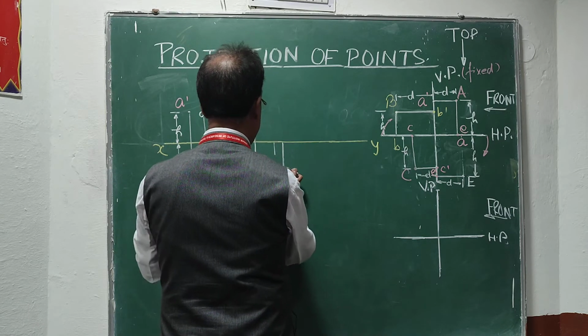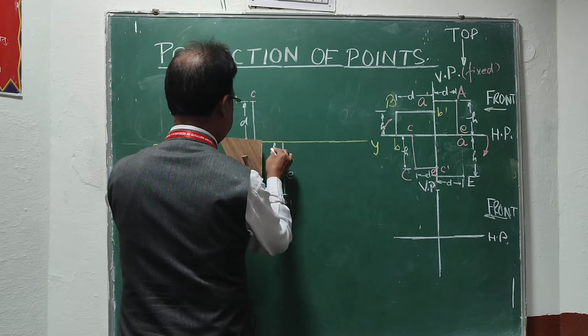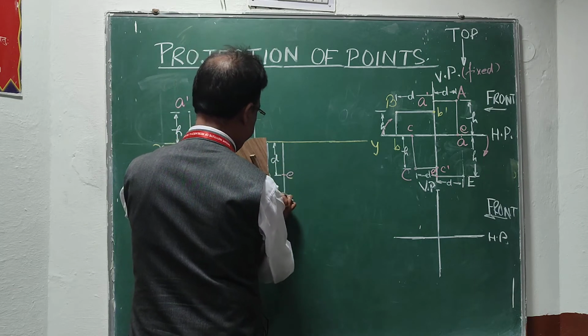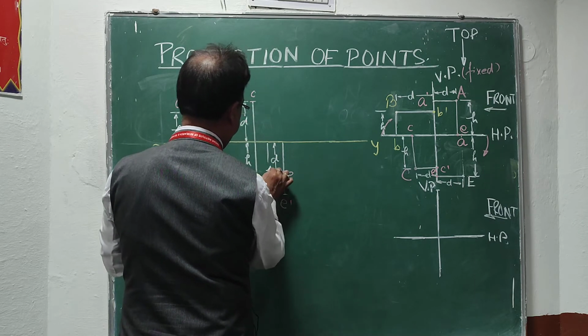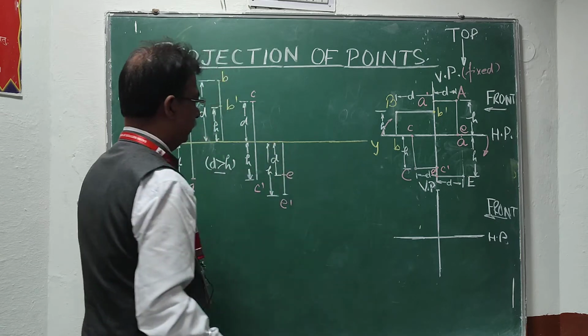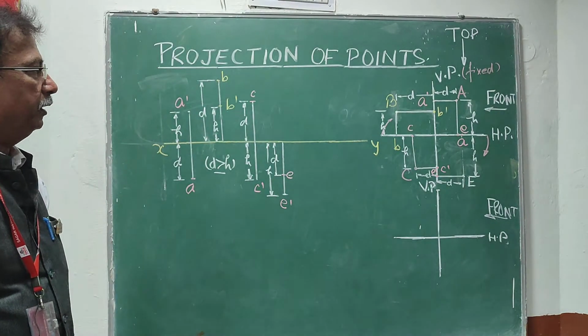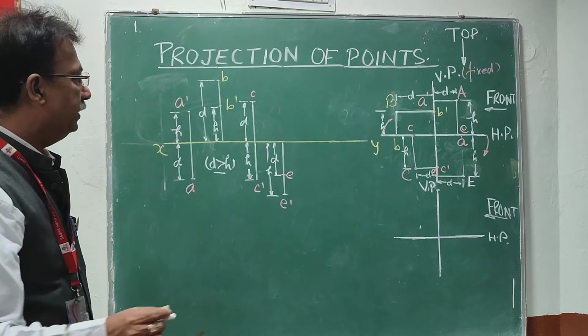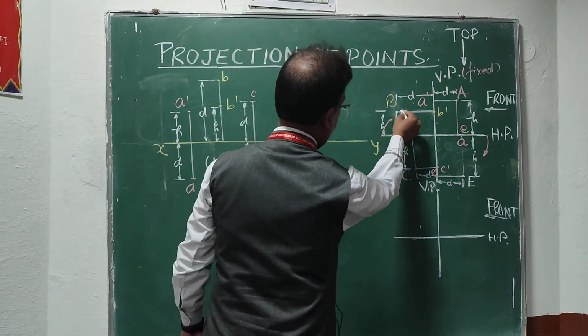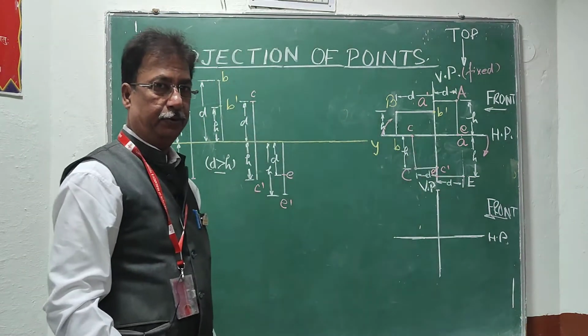This distance will be small d and this distance will be small h. So this is the fourth option, when the point is in the fourth quadrant. The lines drawn from the point to the plane are known as the projector.